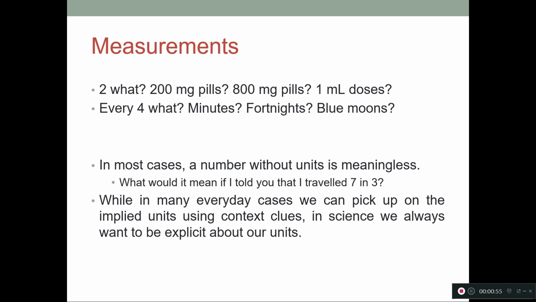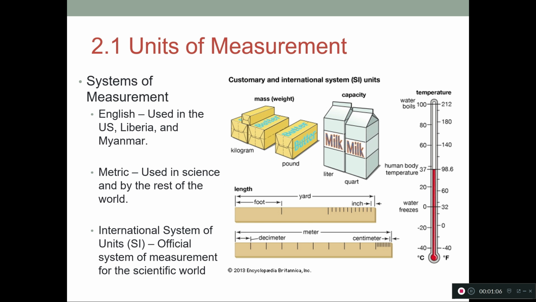So while in many everyday cases we can pick up on these implied units using context clues, in science we always want to be explicit about the units that we're using. And so the units that we're using in science are usually going to be metric, or what are called the International System of Units, or SI units.